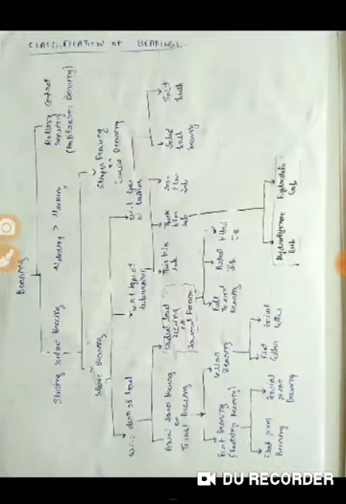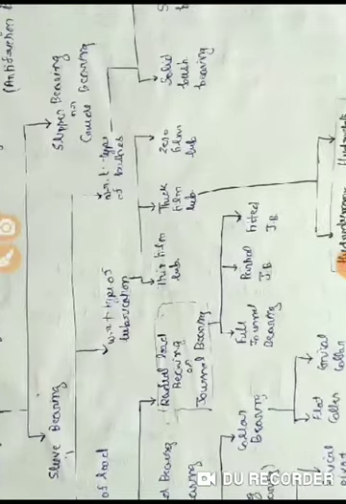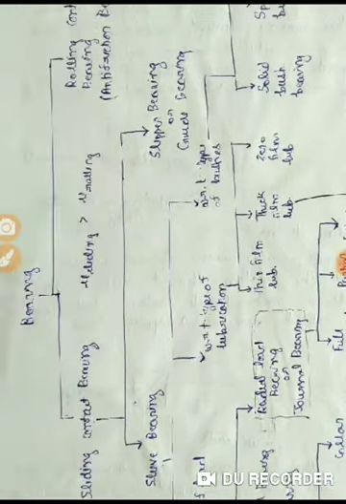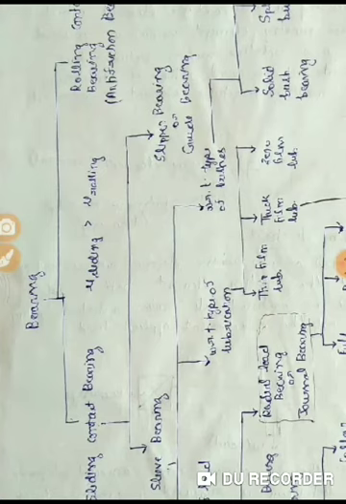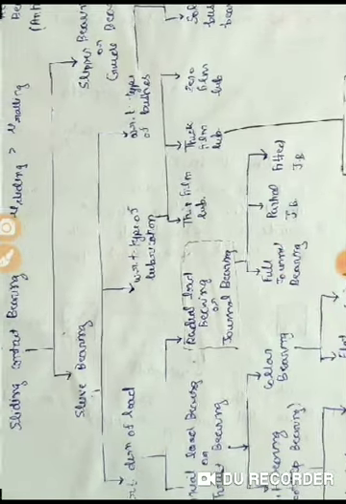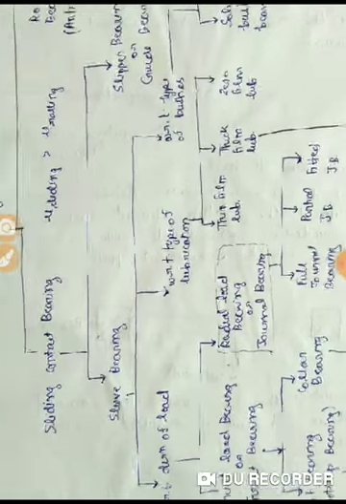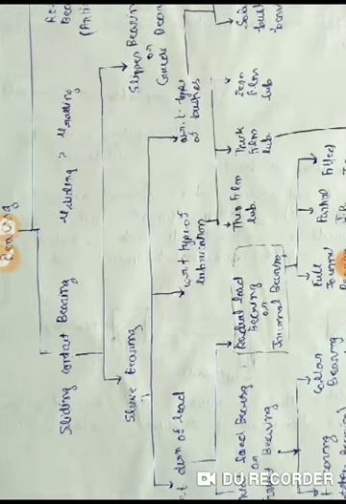Now, on the second page, you can see the classification of the bearing. Bearings are broadly classified into two categories: sliding contact bearing and rolling contact bearing. As the name suggests, sliding contact bearing will have sliding motion between two elements, and rolling contact bearing will have rolling motion between the two elements which have relative motion with each other. In this unit we will be studying the sliding contact bearing.